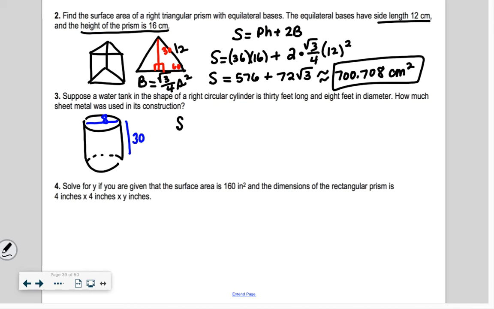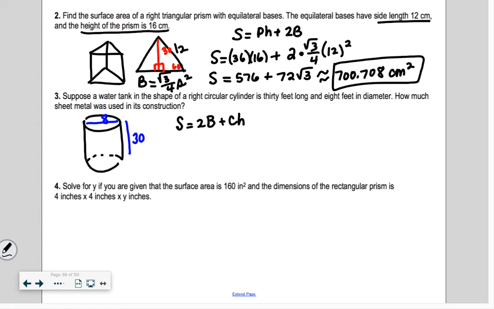So we can say our surface area is going to be the two bases, so 2 times the area of the base. In other words, 2 times pi r squared. And then we want that lateral area. Do you guys remember how we found that lateral area? We took that piece of paper and we rolled it across. What was the lateral area? It was the circumference times the height, right?